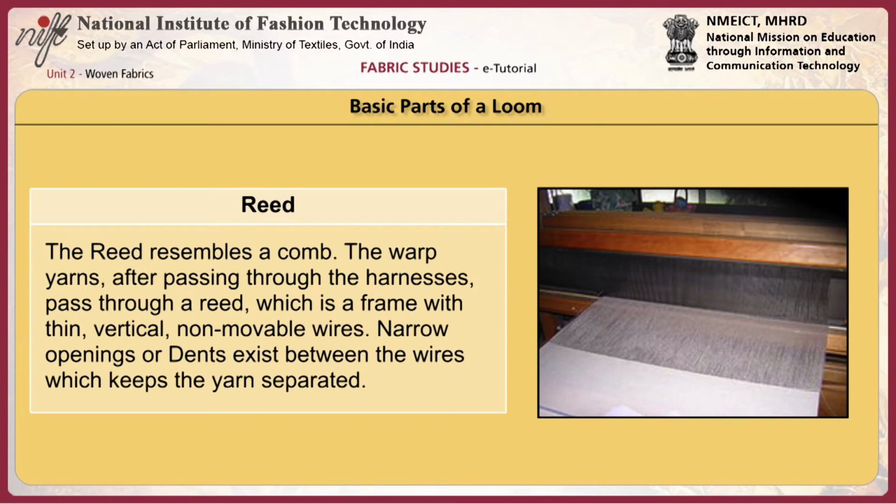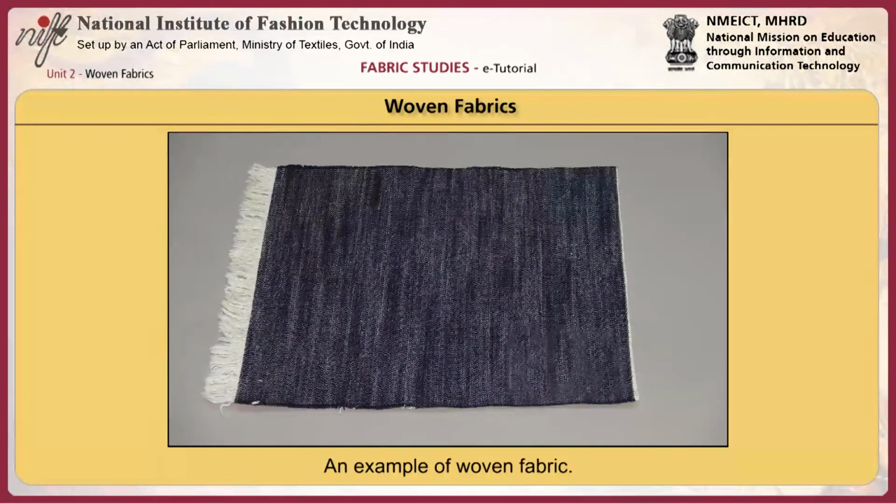The reed resembles a comb. The warp yarns, after passing through the harnesses, pass through a reed, which is a frame with thin vertical non-movable wires. Narrow openings or dents exist between the wires, which keep the yarn separated. This is an example of a woven fabric.